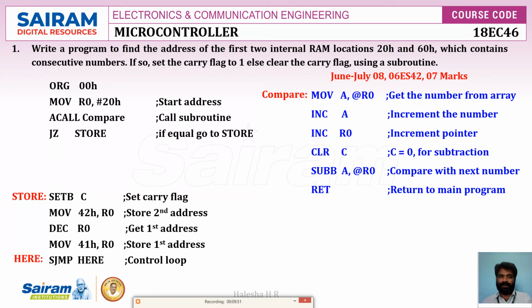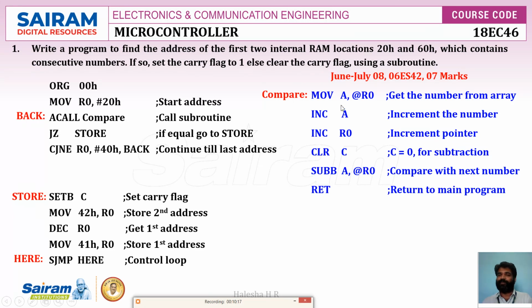At the control, if they are not equal, it executes the next instruction. There it checks whether it is the last address. If it is the last address, it will come out of the loop and clear the carry flag to 0. If it is not the last address, we need to continue the process of comparison, which means we need to call again and again. So go back to call compare.